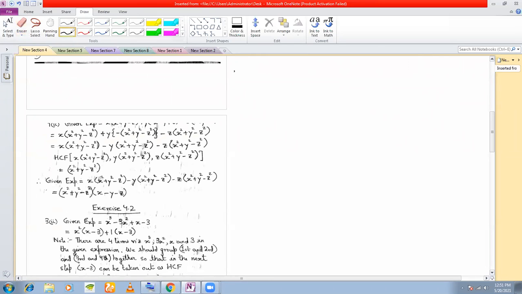The next sum here is x (x square plus y square minus z square) minus y (minus x square minus y square plus z square) minus z (x square plus y square minus z square).